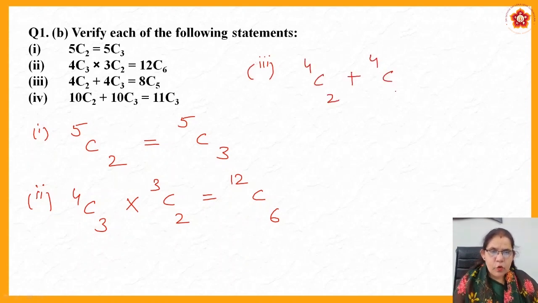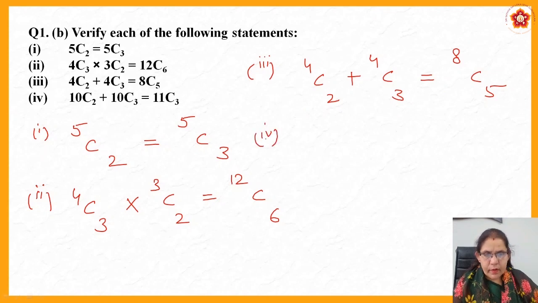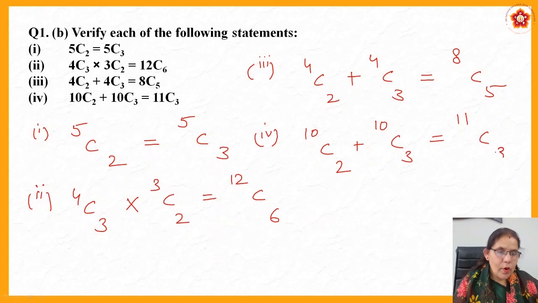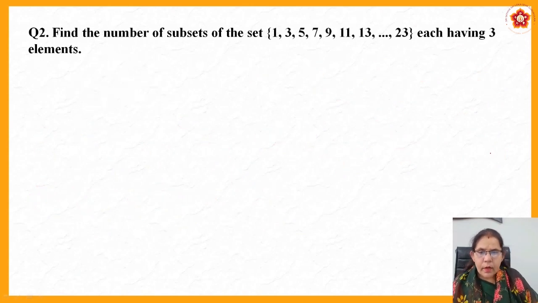In the third part, it is 4C2 plus 4C3 and this should be equal to 8C5. Solve the left hand side separately and the right hand side separately and see whether the given statements are true or not. The fourth part is 10C2 plus 10C3. You have to check whether this is equal to 11C3. Now we will take up some statement sums.